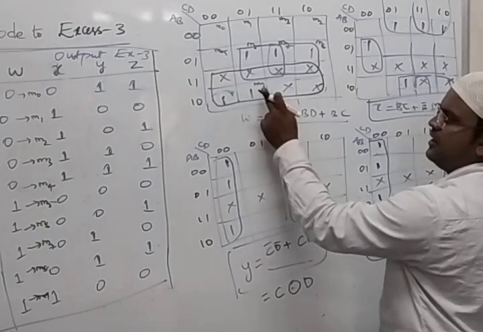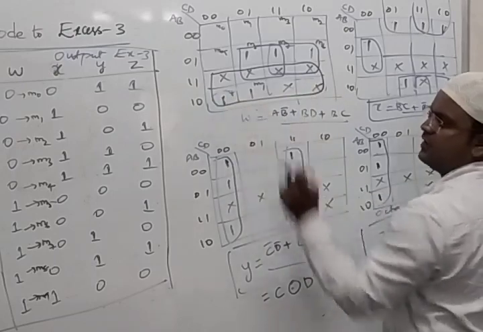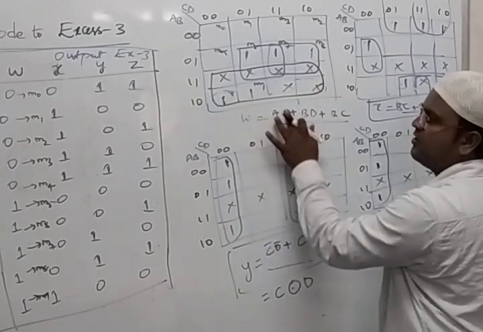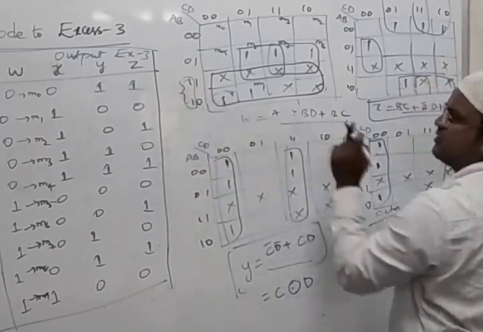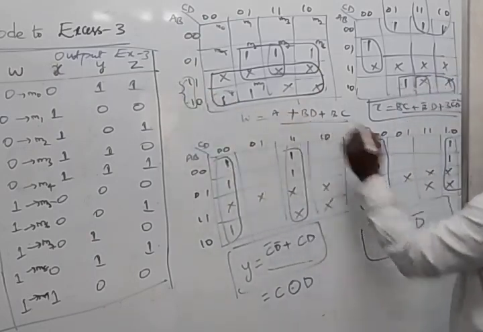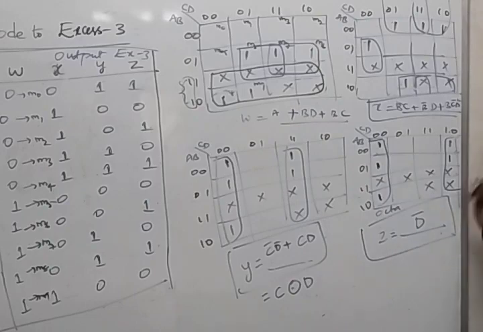So this M8, M9, 10, 11, all this make it as one octa. So in this only we got A. A is 1. Only this value is common for this octa. So the answer for that is A plus BD plus BC. So we got this answer.